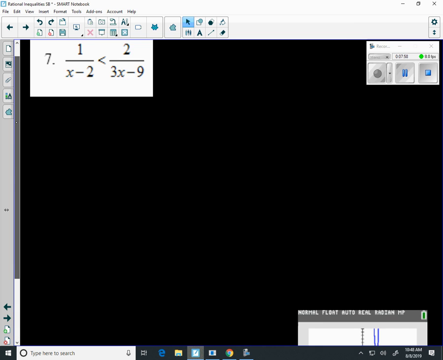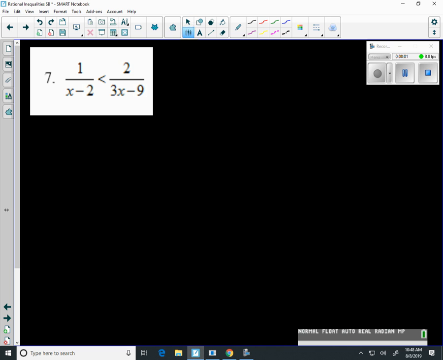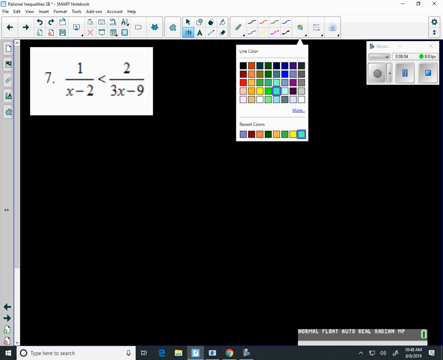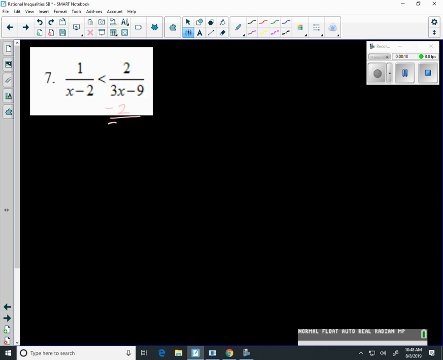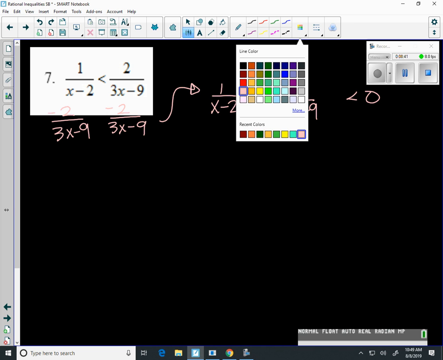Okay, oh, spoiler alert. Sorry about that. So our first step here is to just algebra ourselves out of this difficulty. I'm going to subtract 2 over 3x minus 9 over to the other side. You can absolutely move the 1 over x minus 2. That does not matter. I don't know why I picked this. I like my work to be on the left side, I guess. I'm leaving myself room to build in some common denominators here.